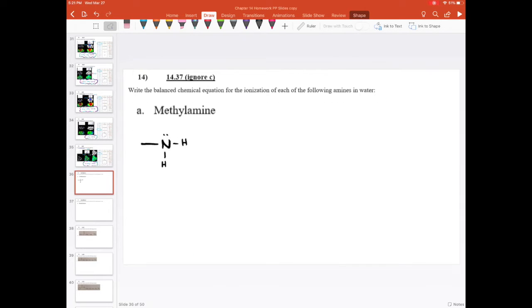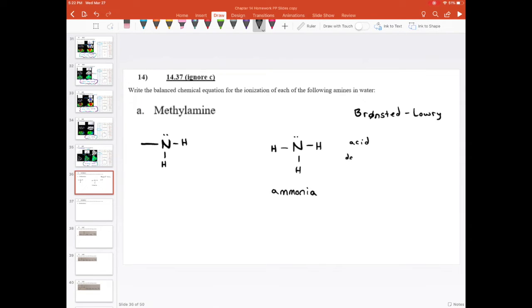Now, amines are basic, or alkaline. They're the opposite of acidic. They're basic because they're all derivatives of ammonia. You could imagine the simplest sort of amine would be nitrogen with 3 bonds all to hydrogens, and that's ammonia. When we learned about acids and bases, ammonia was the poster child for the Bronsted-Lowry base.